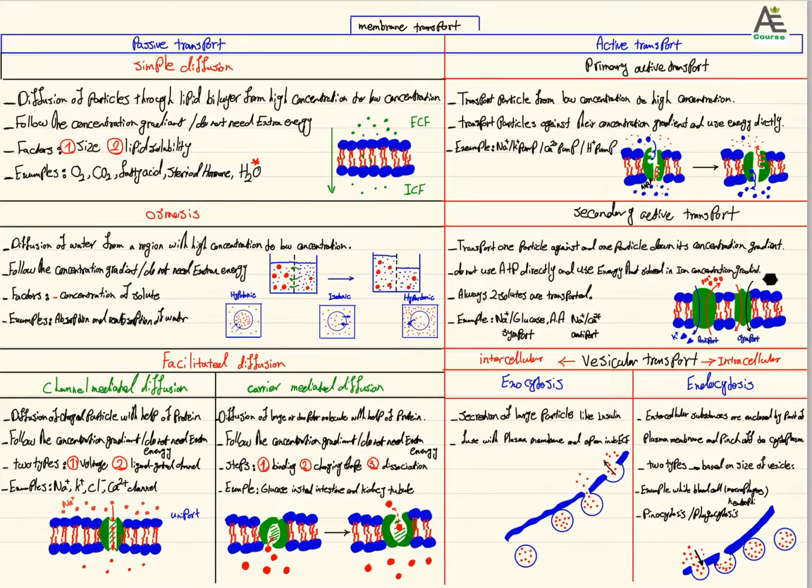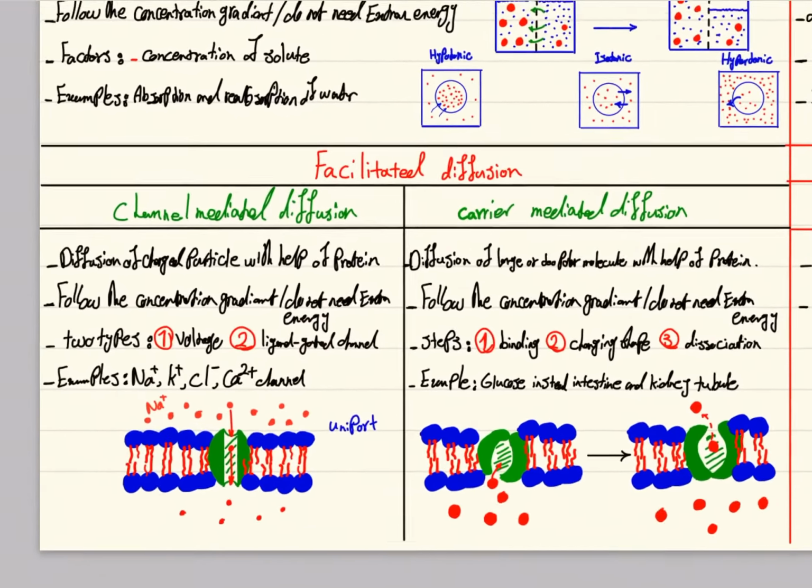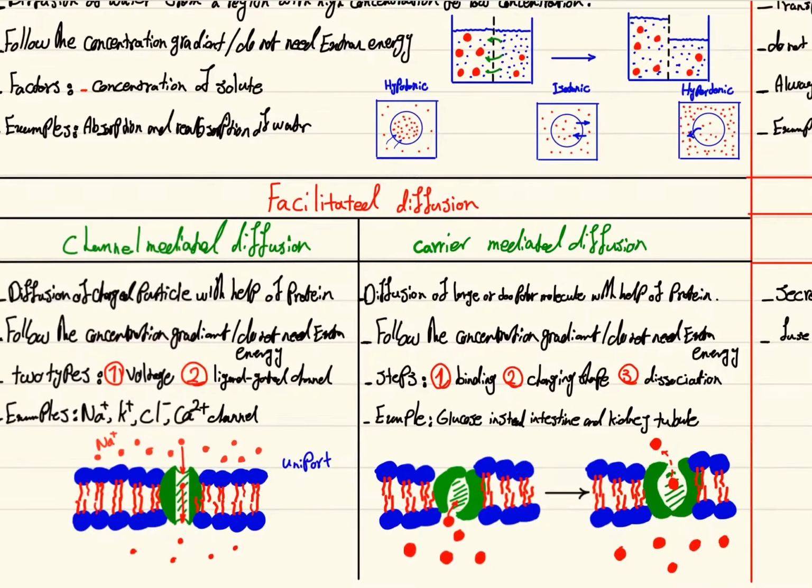In the previous session, we talked about how simple diffusion and osmosis happen. And now let me go through facilitated diffusion. First of all, what is the meaning of facilitated diffusion? Some particles, when they want to pass through the cell membrane, need some help, and that help can be provided by a special protein.